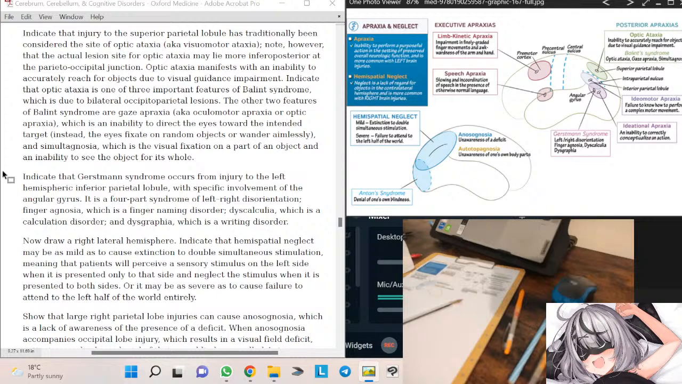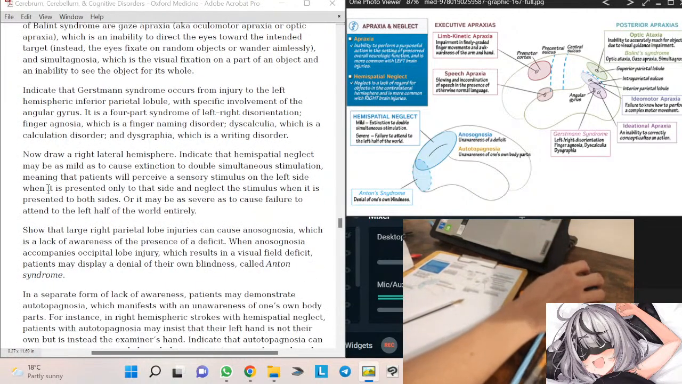Now draw a right lateral hemisphere. Indicate that hemispatial neglect may be as mild as to cause extinction to double simultaneous stimulation, meaning that patients will perceive a sensory stimulus on the left side when it is presented only to that side, and neglect the stimulus when it is presented on both sides. Or it may be as severe as to cause failure to attend to the left half of the world entirely.